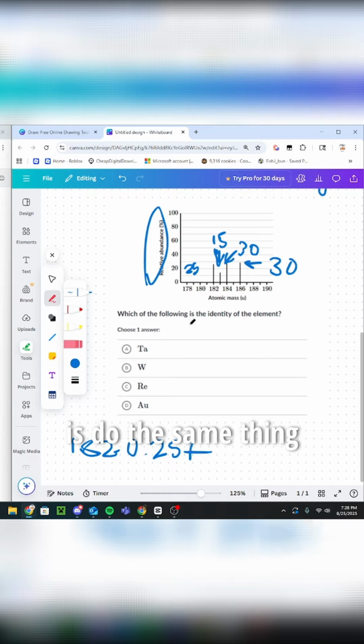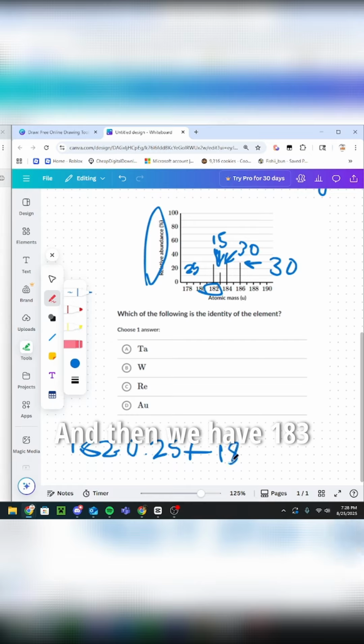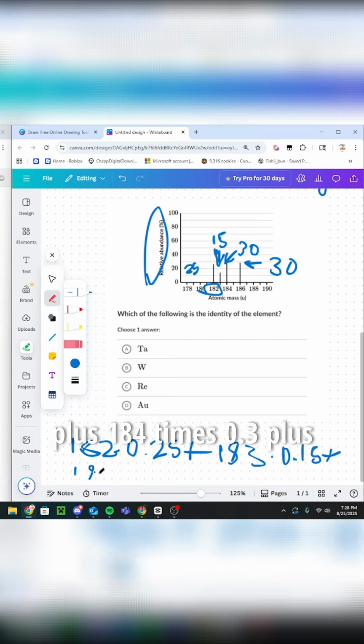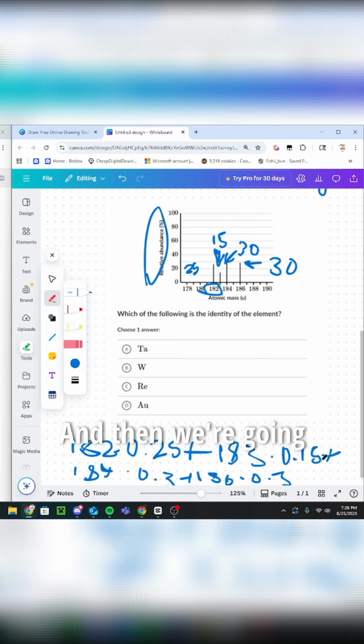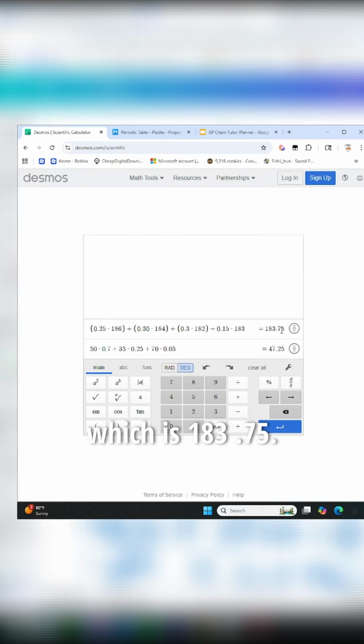So we're going to do the same thing. 182 times 0.25, that's the proportion of this isotope. And then we have 183 times 0.15 plus 184 times 0.3 plus 186 times 0.3. Okay, and then we're going to calculate this, which is 183.75.